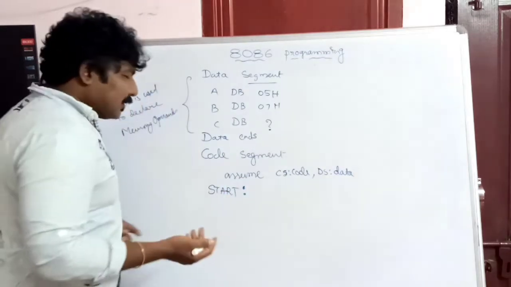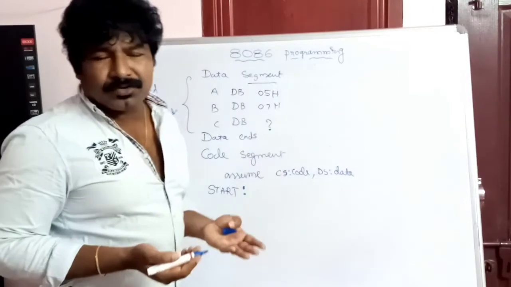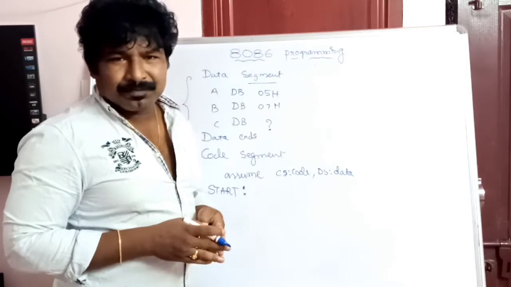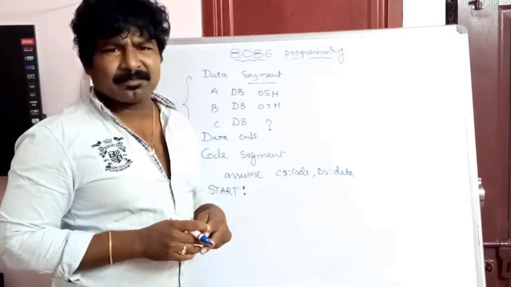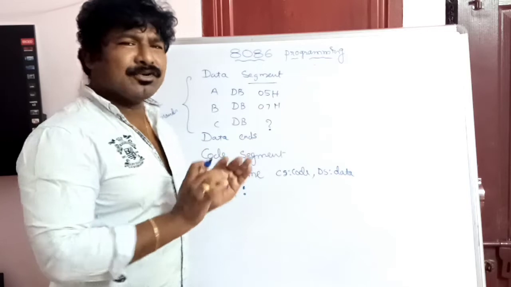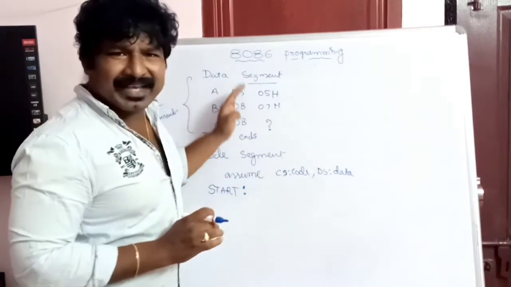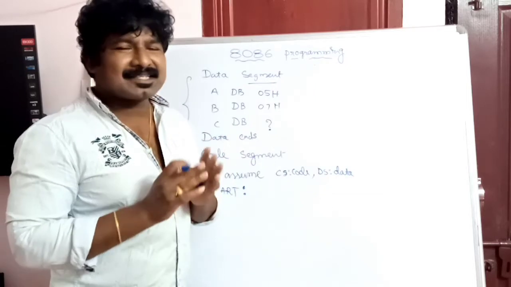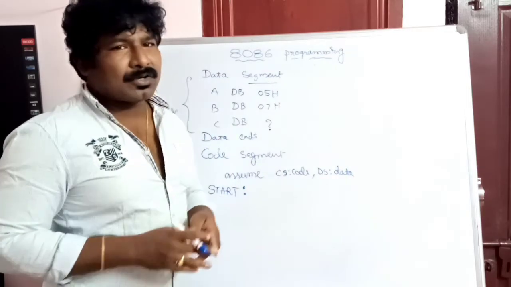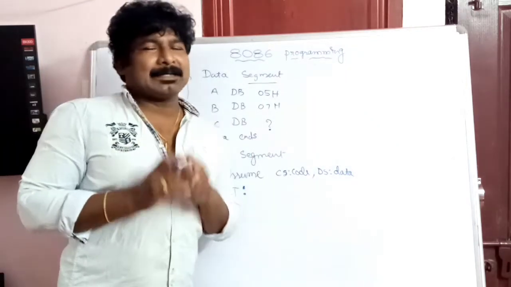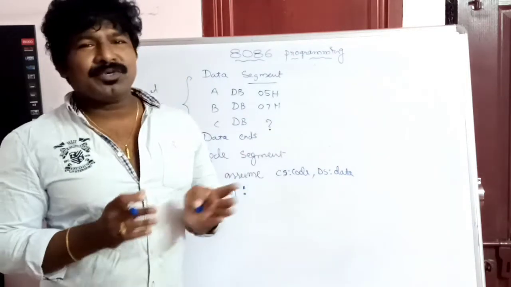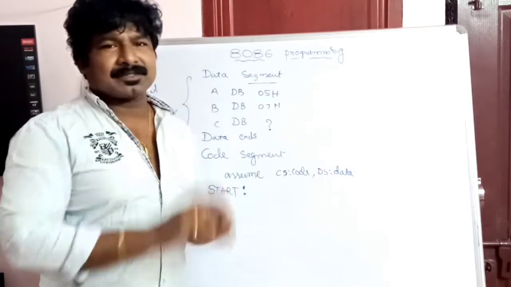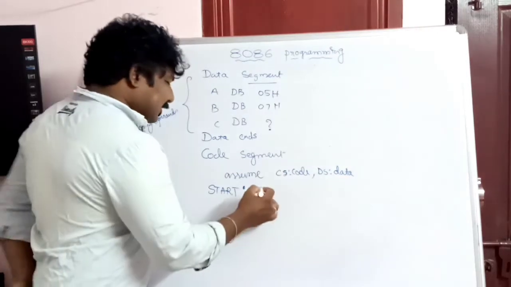So then what you have to do? The first thing you have to perform is to initialize the data segment. Why do I need to initialize the data segment? If you want to access any of the operands, that means the variables from the data segment, you have to initialize the data segment manually. So how to initialize a data segment? All you have to do is get the data segment base address into DS. Can I do this something like this?